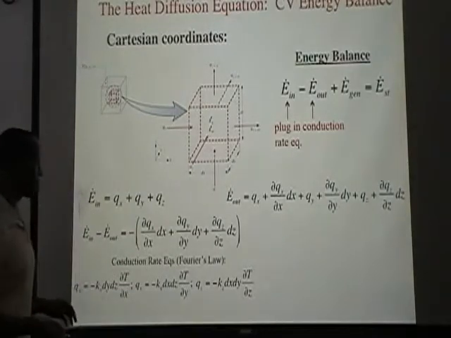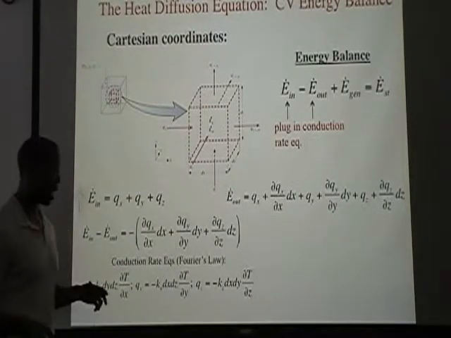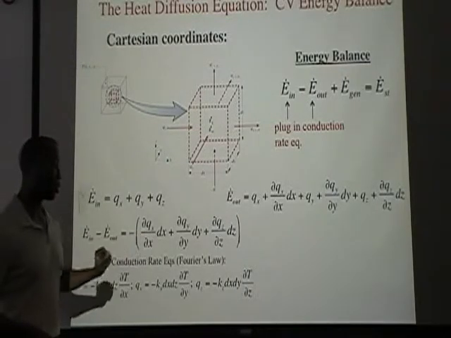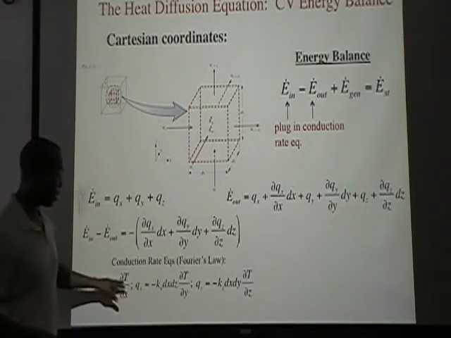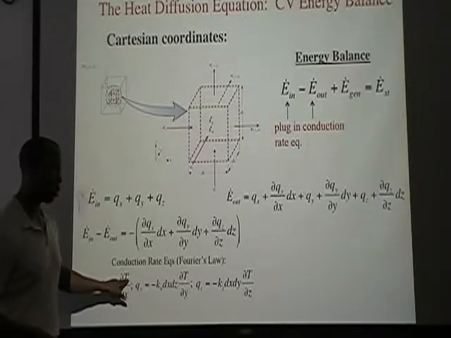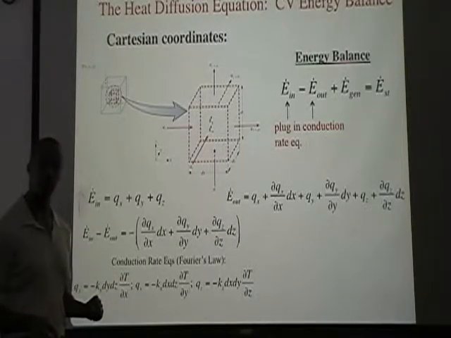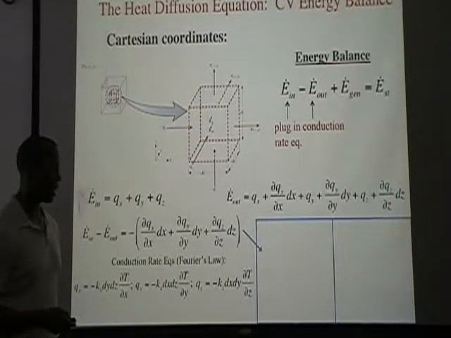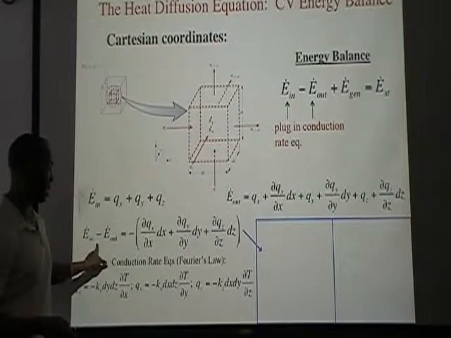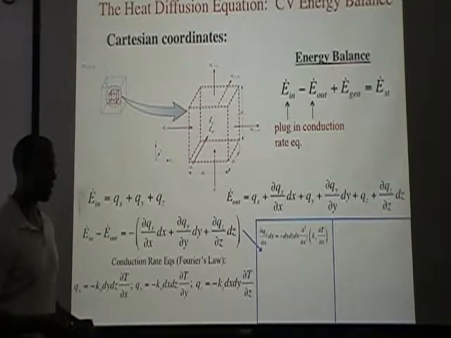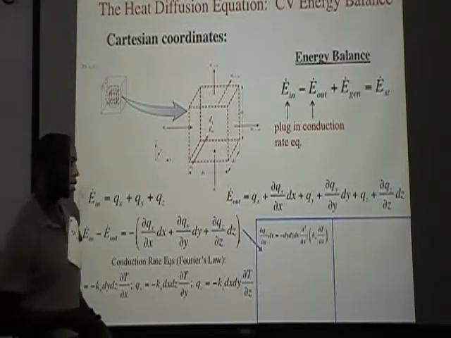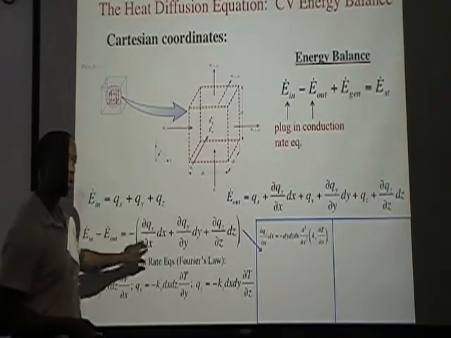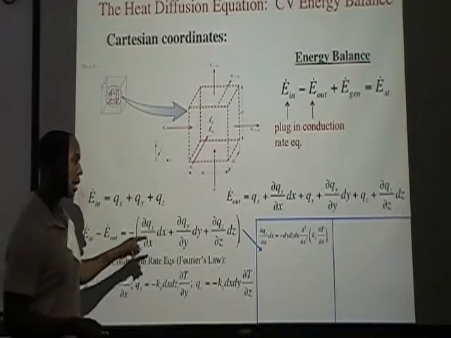So the next step, as you may have guessed by now, is to take the Q's and plug them into the partial derivative. Ultimately, that's going to get us closer to having things in terms of temperature. So we have a box down here, and we're going to take this equation, the energy in minus energy out. This is our energy balance. And we're going to now substitute in for each component in the appropriate x, y, z direction.